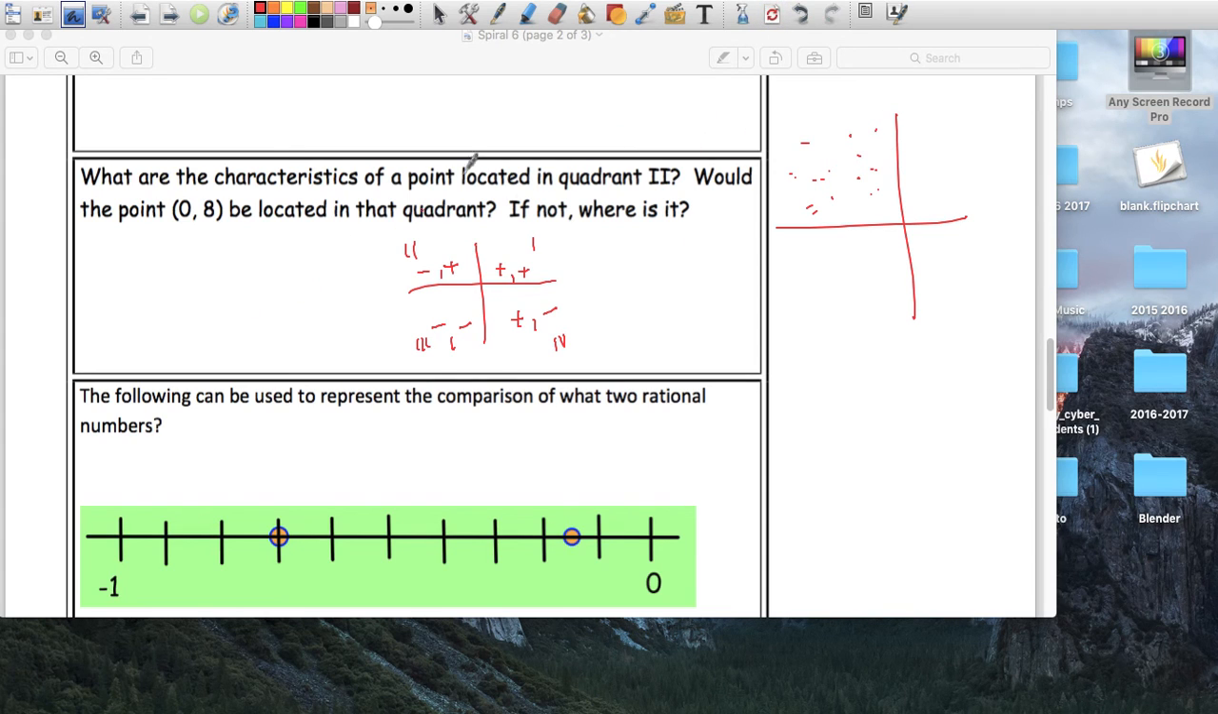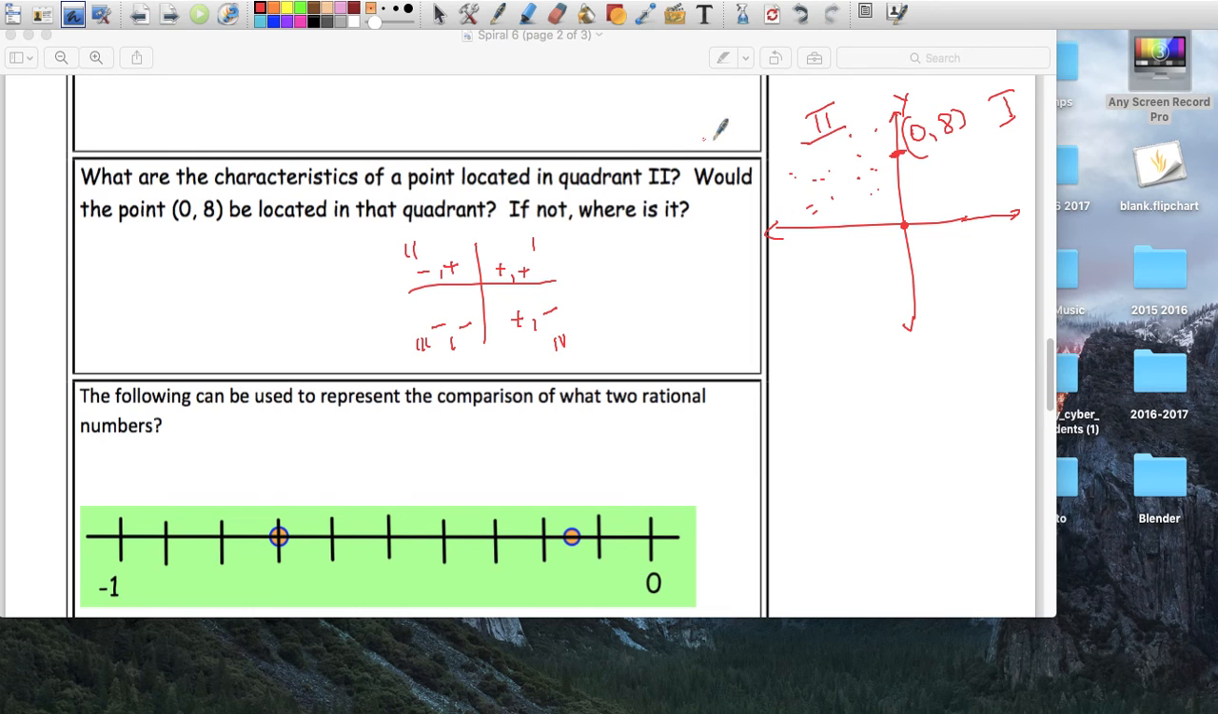So, would the point 0, 8 be located in that quadrant? Well, no. Let's see where 0, 8 is in our make-believe graph. 0 means you don't move left, you don't move right, you stay where you are, and 8, you go up. So this would be 0, 8 right here. Is that inside quadrant 2? No, it's not. 0, 8 is not in quadrant 2, not even in quadrant 1. It's actually on top of the y-axis.